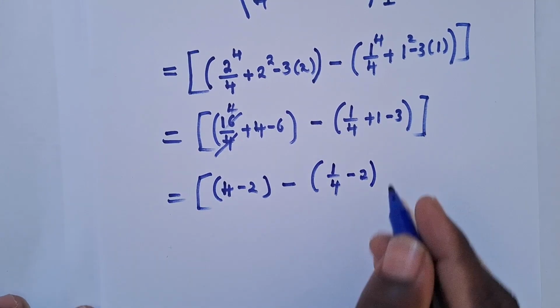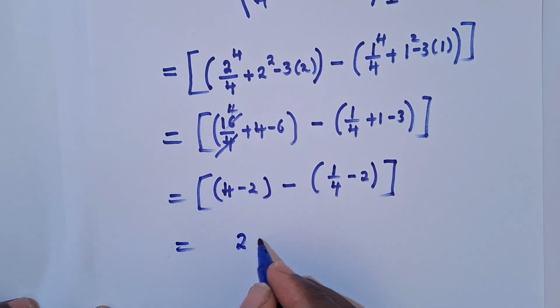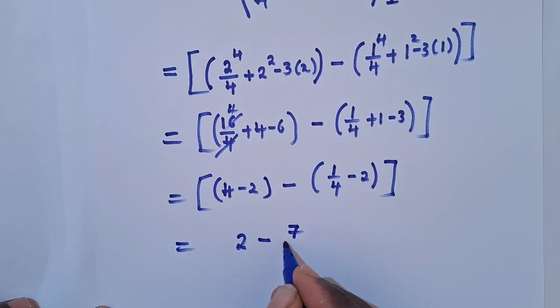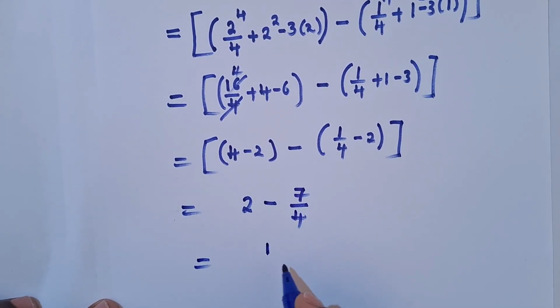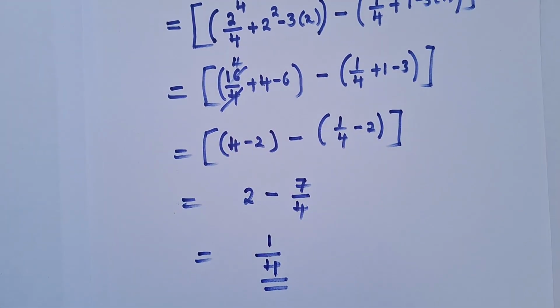So from here we simplify, this is giving us a 2 minus, here when we simplify we're getting 7 over 4. And if we simplify further here, we're getting 1 over 4 as our answer. So this is how you do this one.